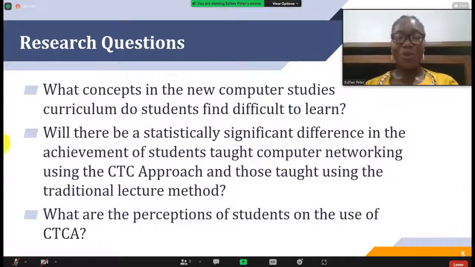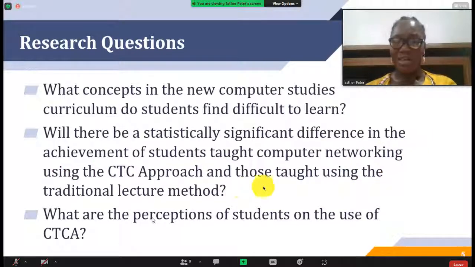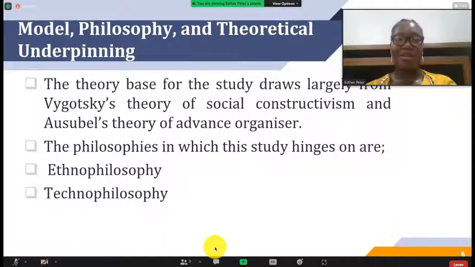The first one was, what concepts in the new computer studies curriculum do students find difficult to learn? Will there be a statistically significant difference in the achievement of students taught computer networking using the CTCA and those taught using the traditional lecture method? And the third one is, what are the perceptions of students on the use of CTCA?